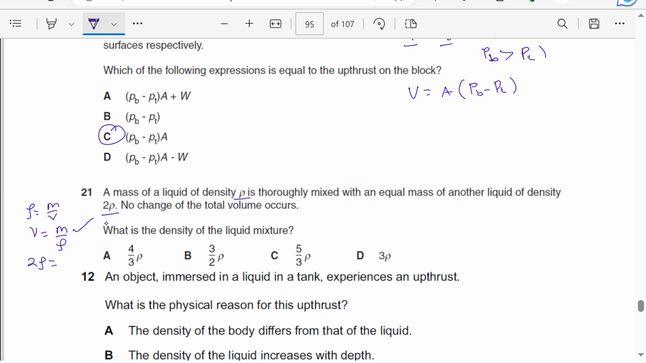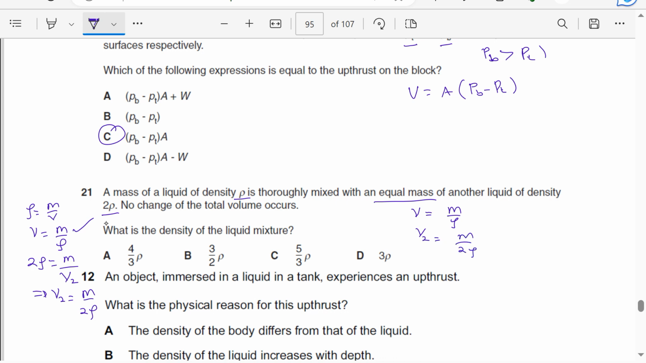The mass of a liquid of density ρ is thoroughly mixed with an equal mass. They have the same mass. So the other one will also be m divided by the volume. I'll call its volume V2. And what does this imply? This is going to imply that V2 is going to be mass divided by twice ρ. So I have those two equations now. I have one which is V is equal to mass over ρ, and I have another one which is V2 is equal to mass over twice ρ.